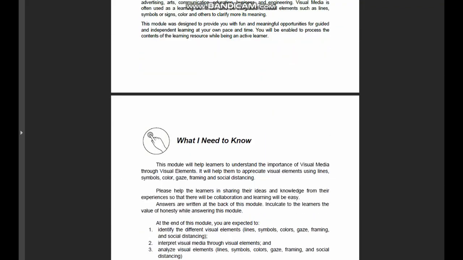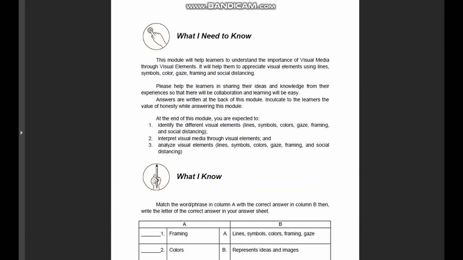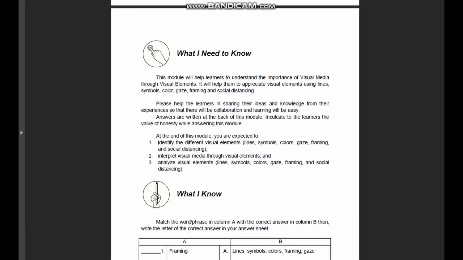At the end of this module, you are expected to identify the different visual elements such as lines, symbols, colors, gaze, framing, and social distancing. Second, interpret visual media through visual elements. Analyze visual elements: lines, symbols, colors, gaze, framing, and social distancing. And now we will continue.